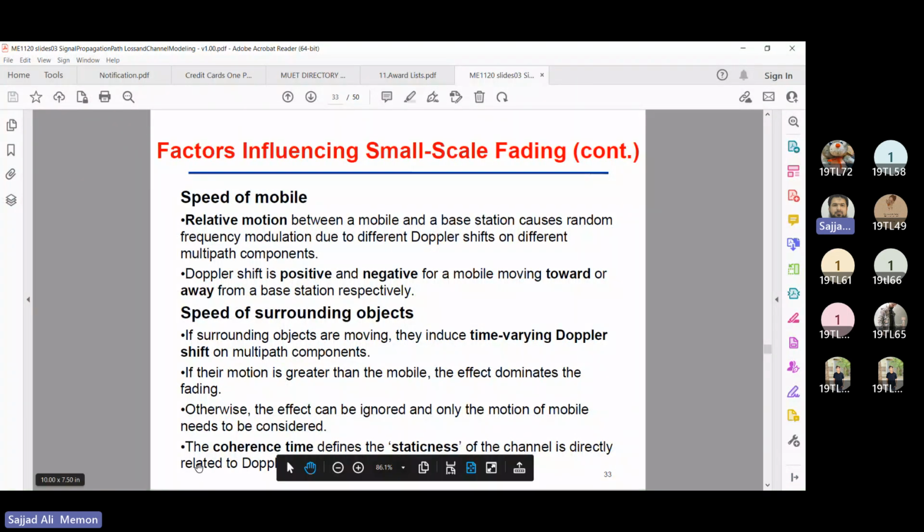Then we have a very important factor, that is coherence time, that defines the staticness of the channel, and is directly related to Doppler shift. So basically, coherence time is the time during which the signal will not change. It will be static for that time with respect to Doppler shift. Means in this time there will be no change or shift in frequency, no time varying Doppler shift, no time dispersion and other things. So this is the time for which the channel remains static.